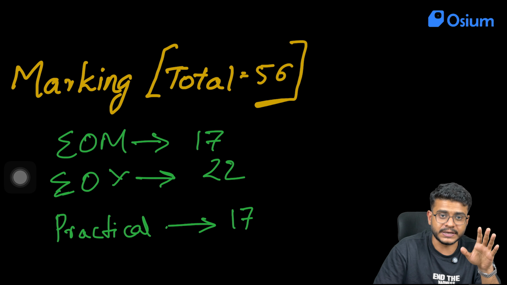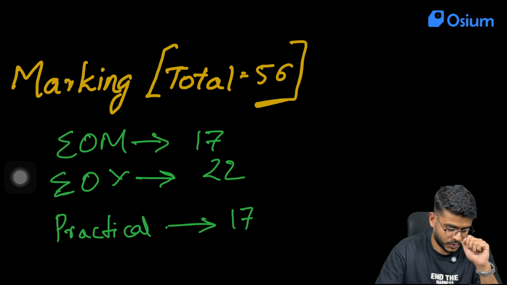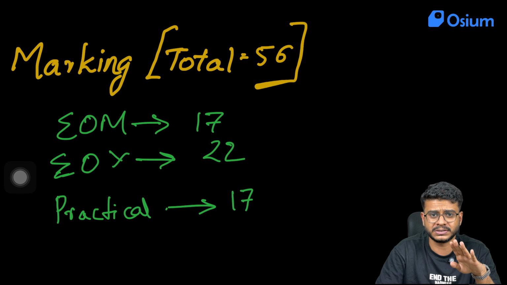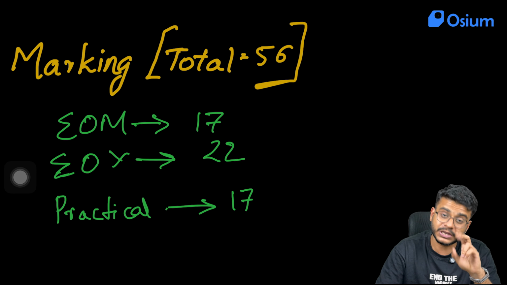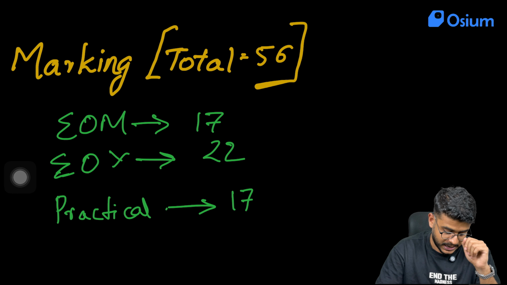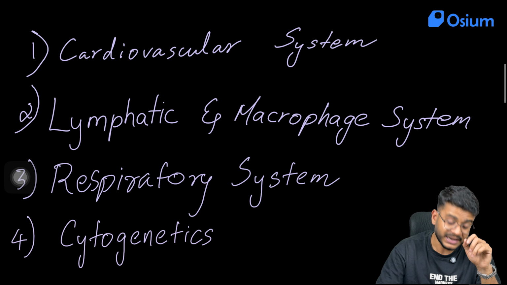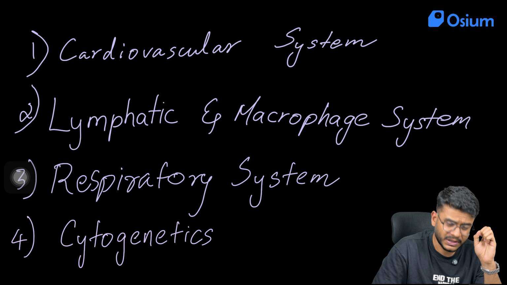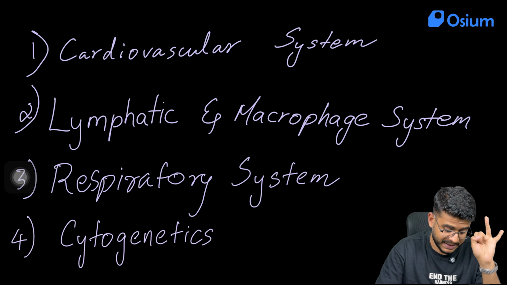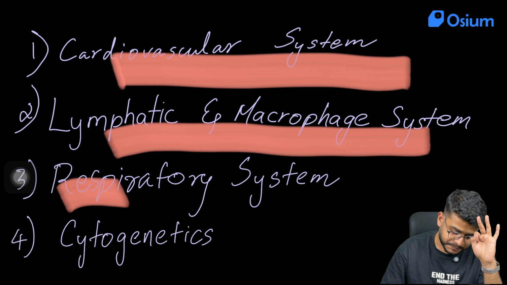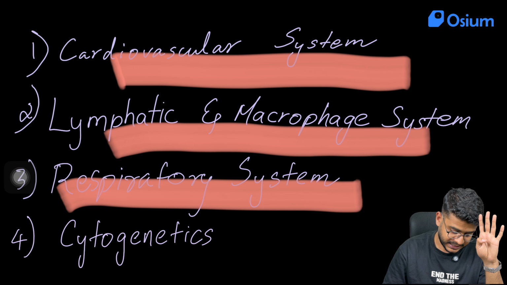So let us see the marking scheme of histology in this module. We have the total of 56 marks for histo, out of which the 17 marks are for the MCQ exam, 22 marks are for the written exam, and the remaining 17 marks for the practical exam. We have mainly the main four chapters: the cardiovascular system, lymphatic and macrophage system, and respiratory system, and finally the cytogenetics.